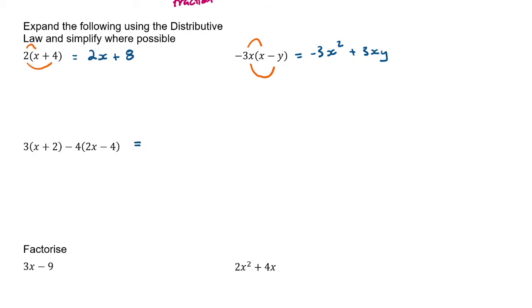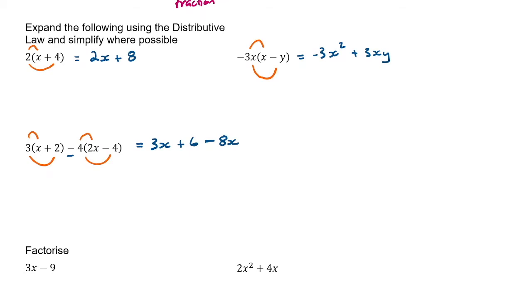This next one's a little bit tricky. There's a whole extra step there because you've got to do some extra bits and pieces. But essentially, we're just doing those multiplications first. So we're going to have 3x plus 6. Now this minus sign belongs to that 4. So it's going to be minus 4 times 2x. So it's going to be minus 8x. Then that minus sign belongs to the next 4 as well. So it's minus 4 times minus 4, which is plus 16.